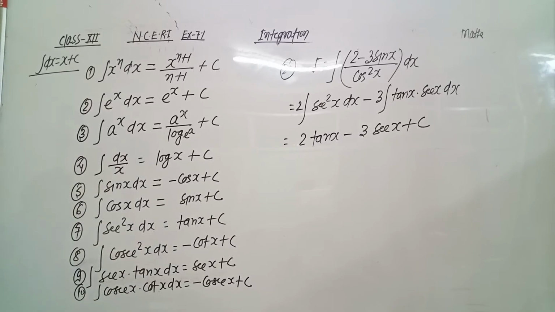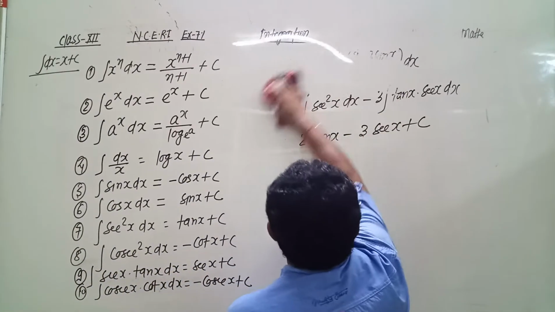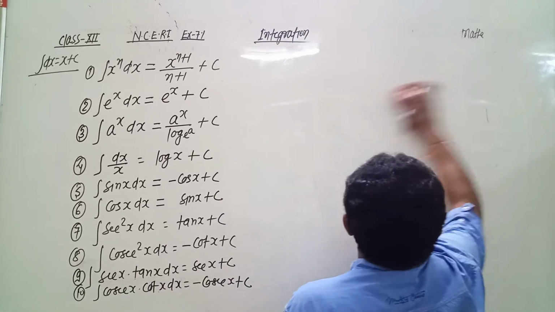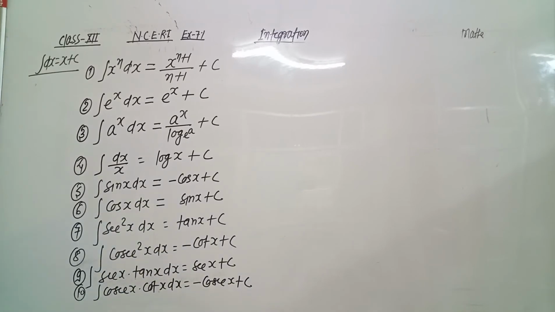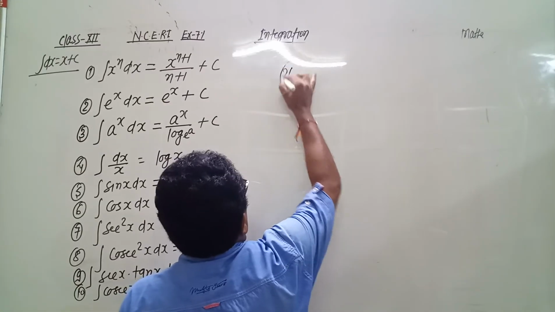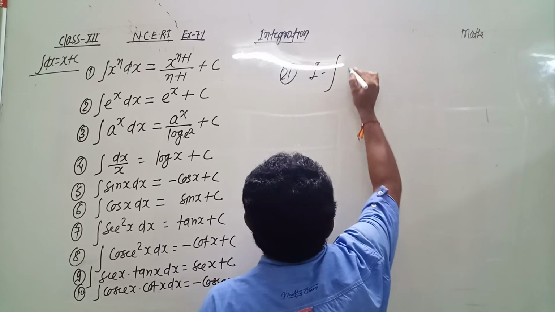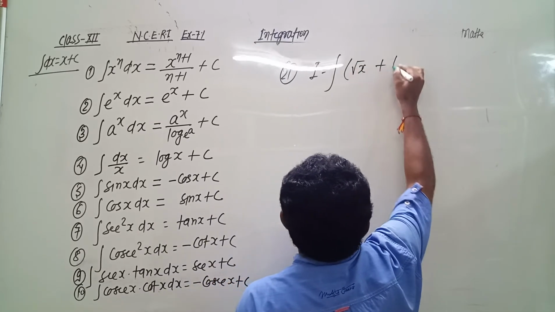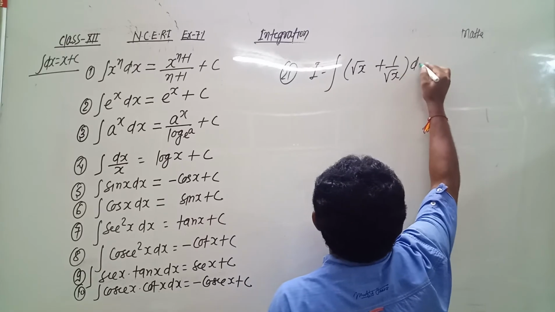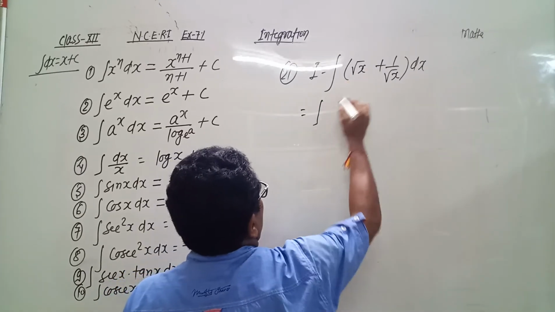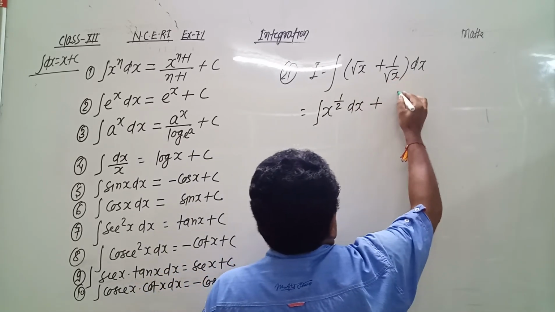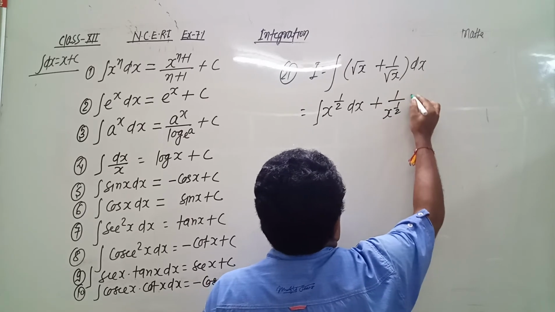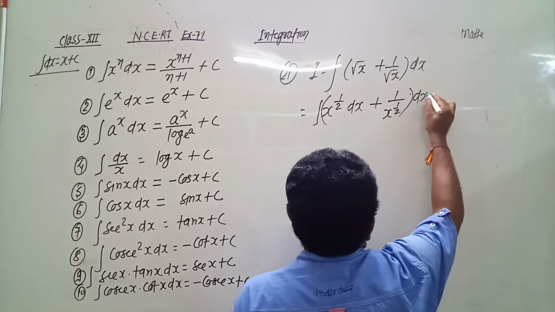See question number 21. The antiderivative of root x plus 1 by root x. I equals integration of (root x plus 1 by root x) dx. So we separate both the terms and root x can be written as x raised to the power 1 by 2 dx. And this is written as 1 by x raised to the power 1 by 2 dx.